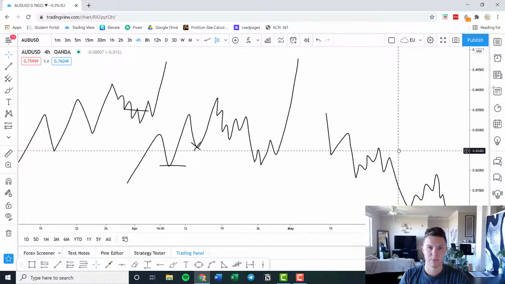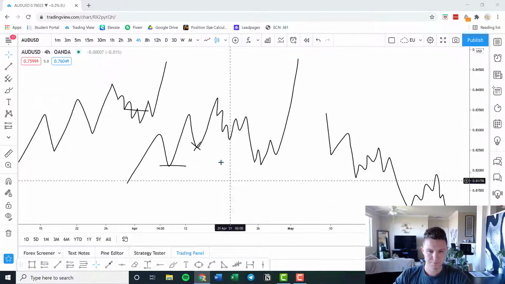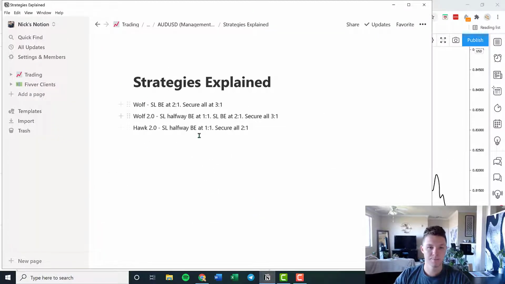The 3 different management styles, I'll go over real quick. I'll pull up my Notion journal and show you what that's all about. Okay, so these are the 3 different strategies I'm testing right now. They have names, I just randomly named them. The first one is stop loss break even at 2 to 1. So once I hit 2 to 1, I move my stop loss to break even. I secure all profits at 3 to 1.